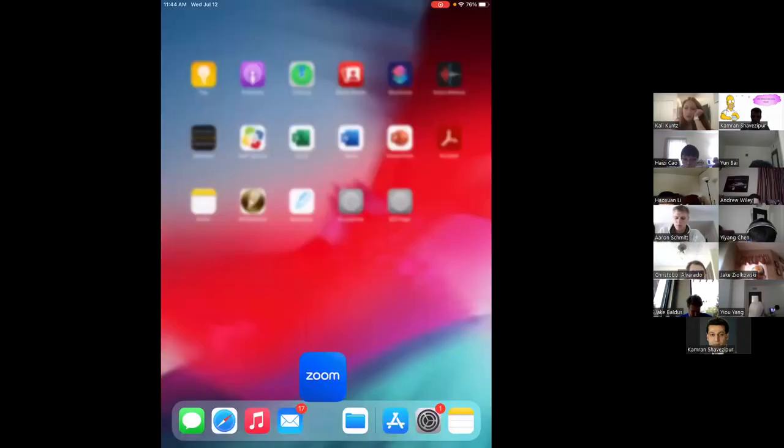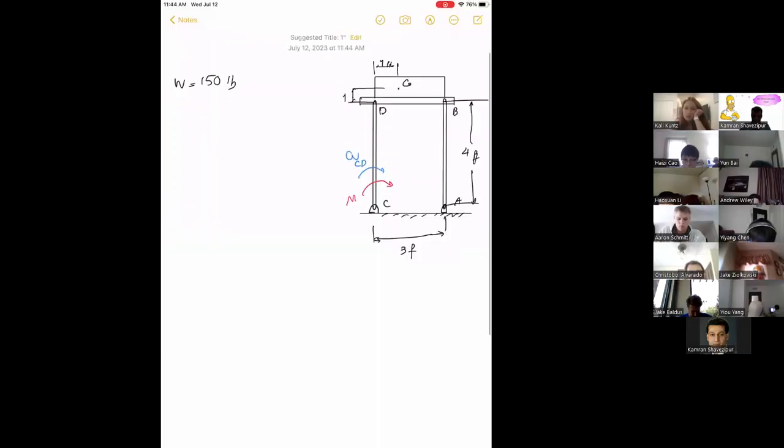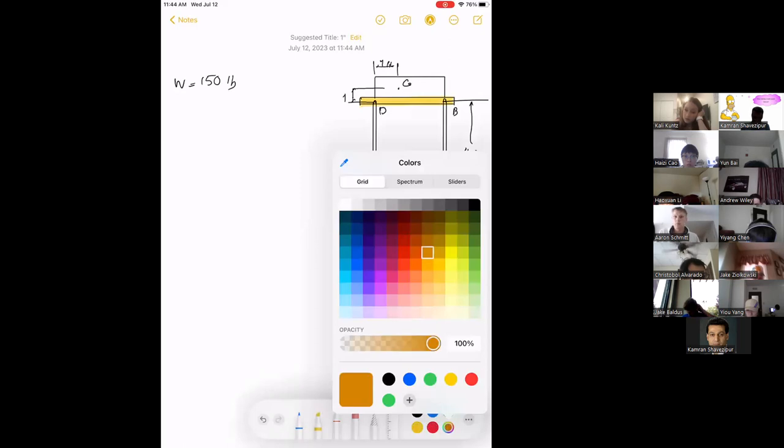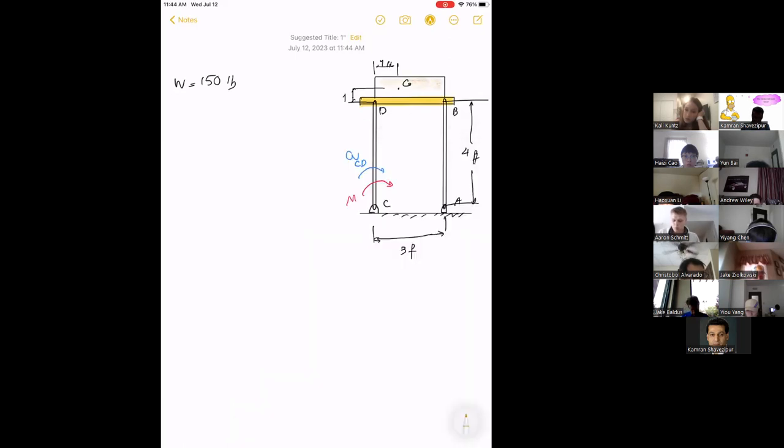So this is how the system looks, right? You have the platform and you have the crate or the box or whatever you name it. And that's how it goes.